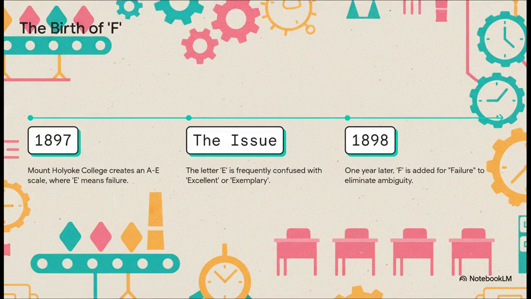All right, so the story takes us to Mount Holyoke College back in 1897. These guys were real pioneers. They rolled out one of the very first A through E grading systems. Simple enough, right? A for excellent and E for failure. But whoops, they hit a massive snag right away. Parents and students kept getting the report cards, seeing that E and thinking it stood for excellent or exemplary. You can see the problem.